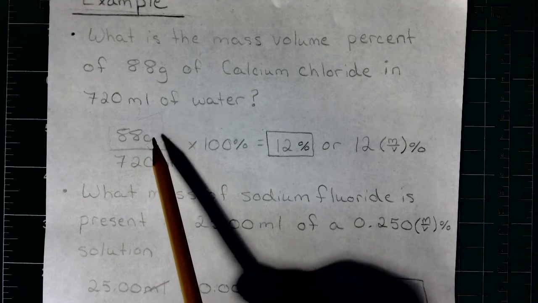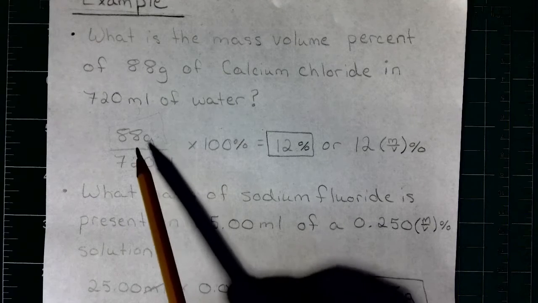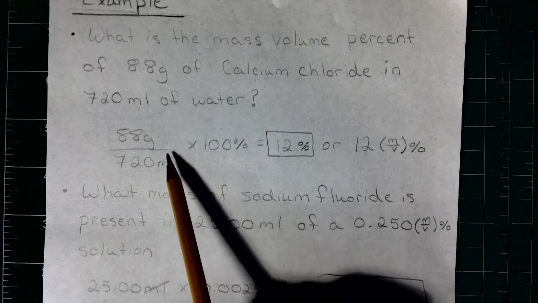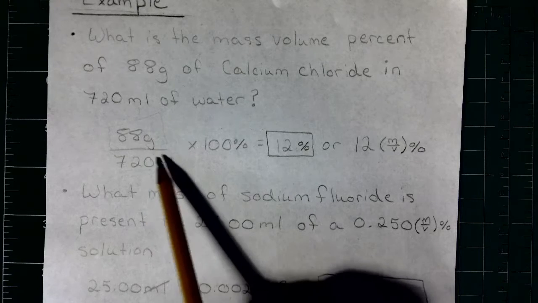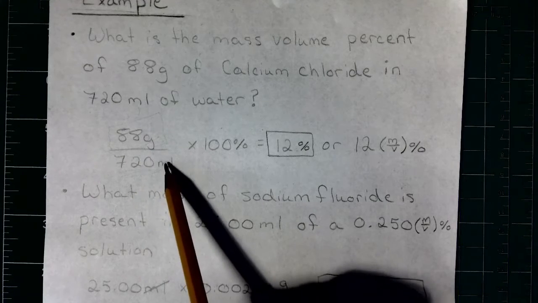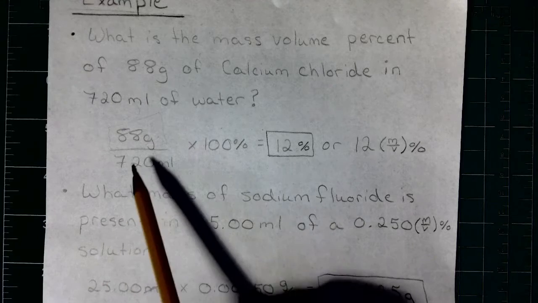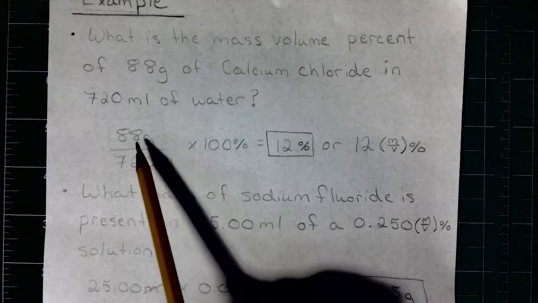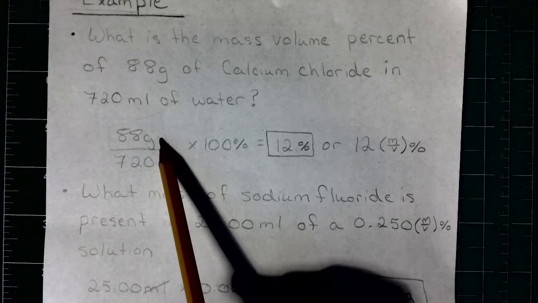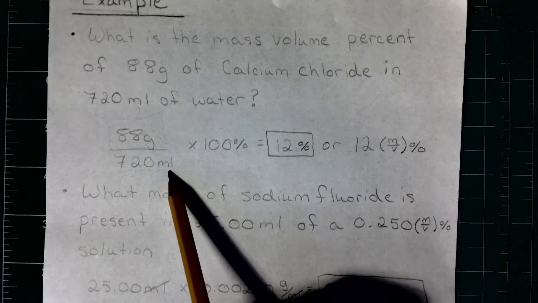Obviously, we don't get cancellation of this, and we never really can. I can't convert grams to a unit that's going to cancel with milliliters or vice versa, because these are two different quantities, mass and volume. And so the question is, which units do I use? And typically we're always going to use grams over milliliters.